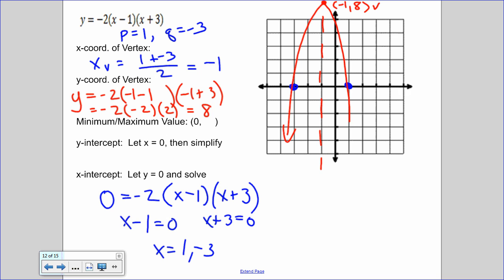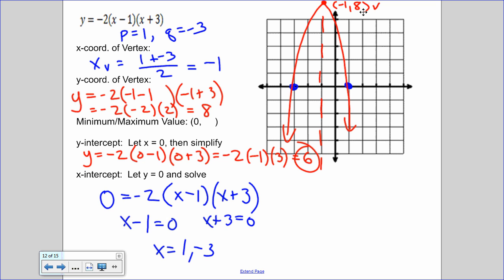I'm still not sure what the y-intercept is. I'm going to guess that it's going to be somewhere around -6 probably. So for the y-intercept, we're going to plug 0 into x. So let's see, the y-intercept is -2 times (0 minus 1) times (0 plus 3). And I get -2 times -1 times 3, which is 6. So that is the y-intercept. My graph is a little off because of the scale.